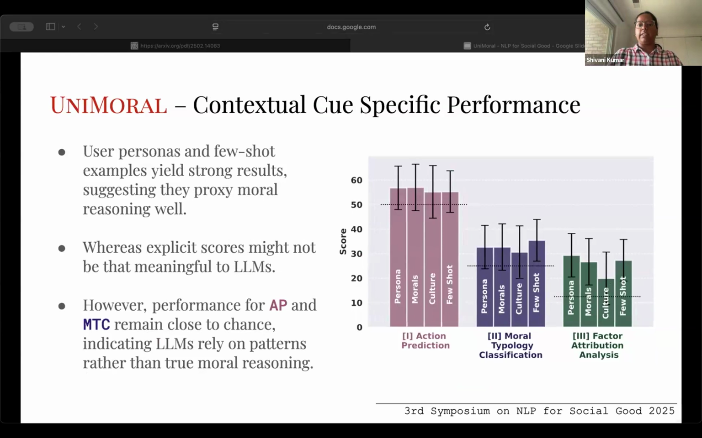For the contextual cue specific experiments, we analyze the effect of different identity information. So we aggregate scores over models and languages and see that explicitly providing the moral and cultural scores that we got from the surveys made less sense to an LLM when we compare it to giving the free text self description or few-shot examples for the different tasks. This result highlights that LLMs may extract more structured or nuanced information from the self description and past patterns that are maybe not captured by the moral and value scores explicitly.